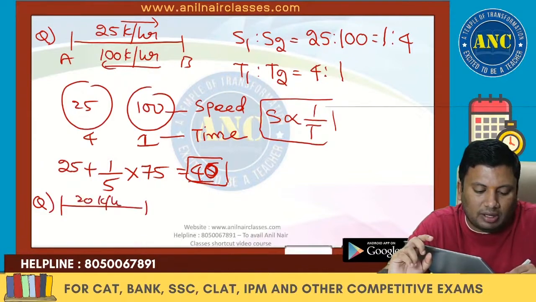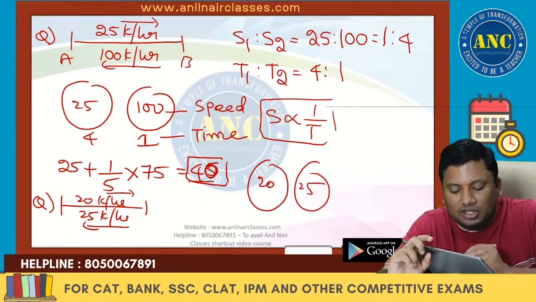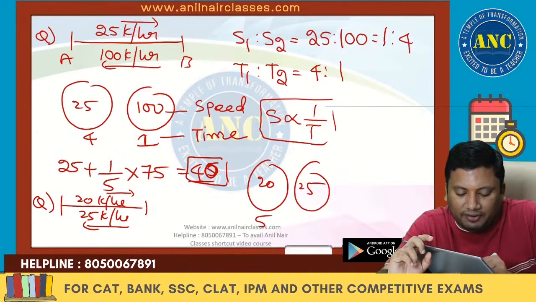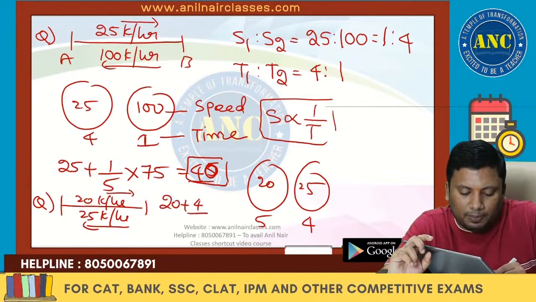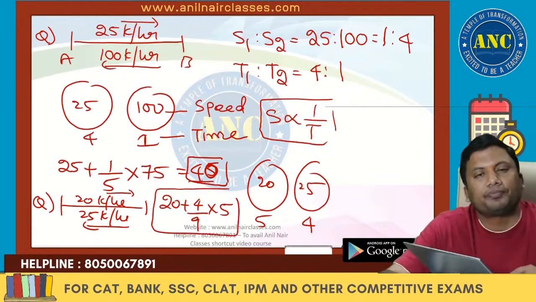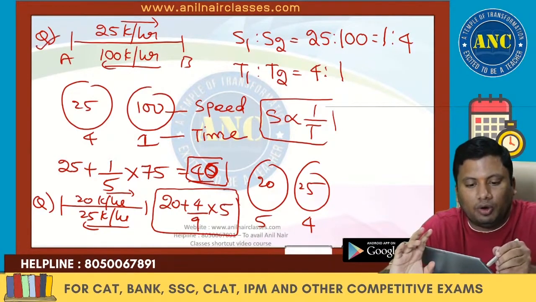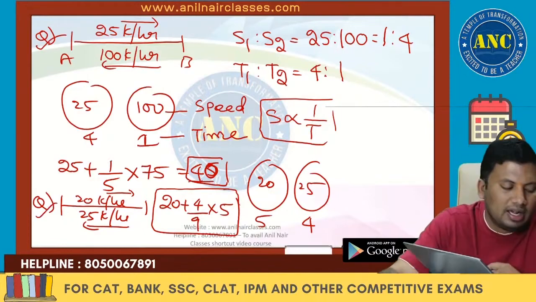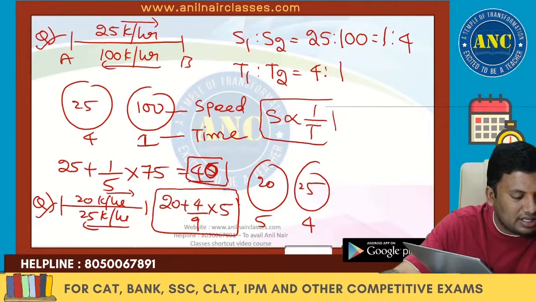20 kilometer per hour going, 25 kilometer per hour coming. So while going 20, while coming 25, speed ratio is 4:5. Time period ratio is 5:4. 20 plus 4 by 9 into 5. You will get the answer. I hope these two examples are clear. Kindly reply if it is clear to you.